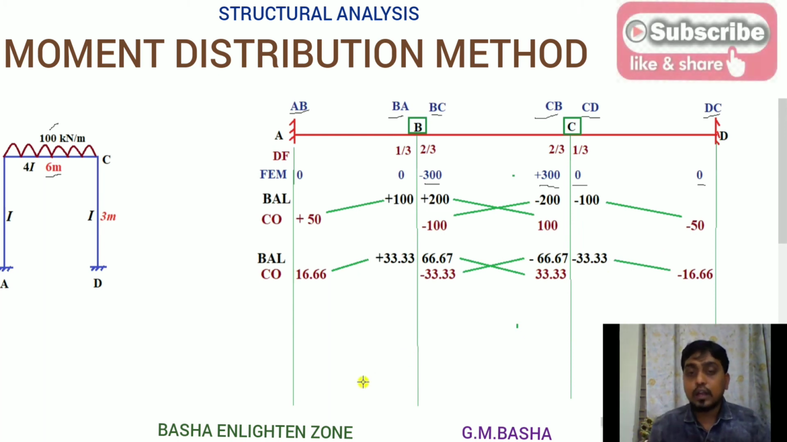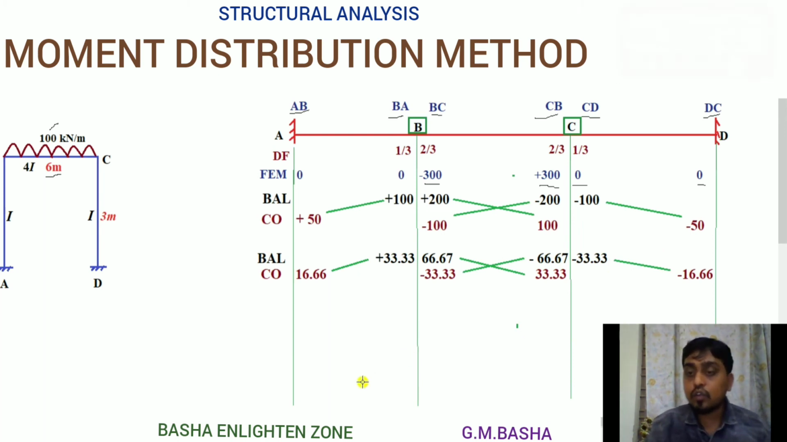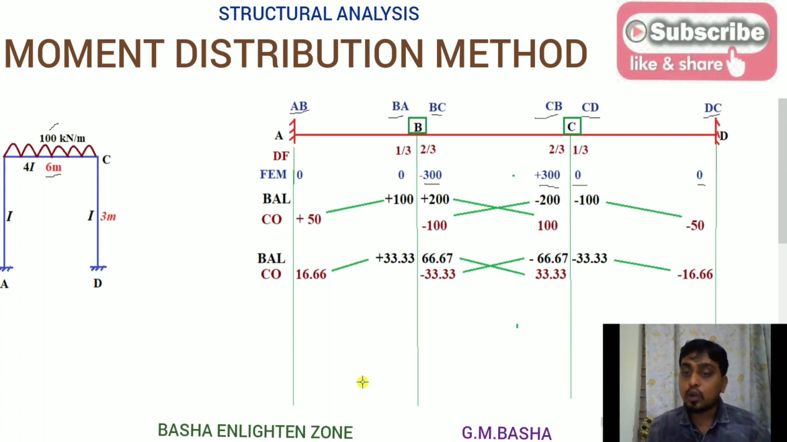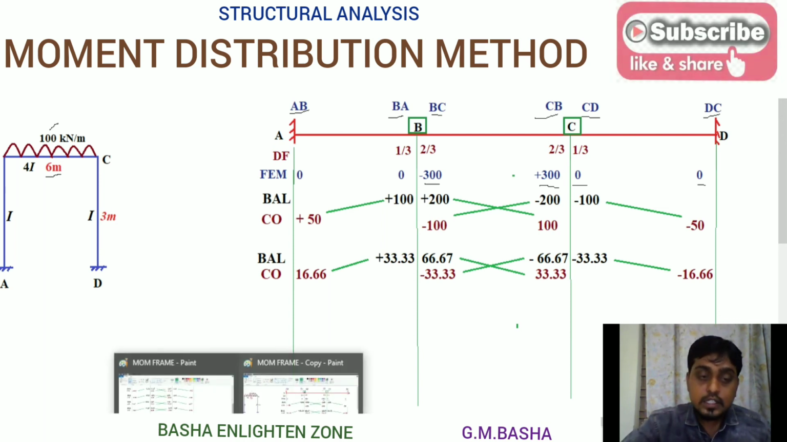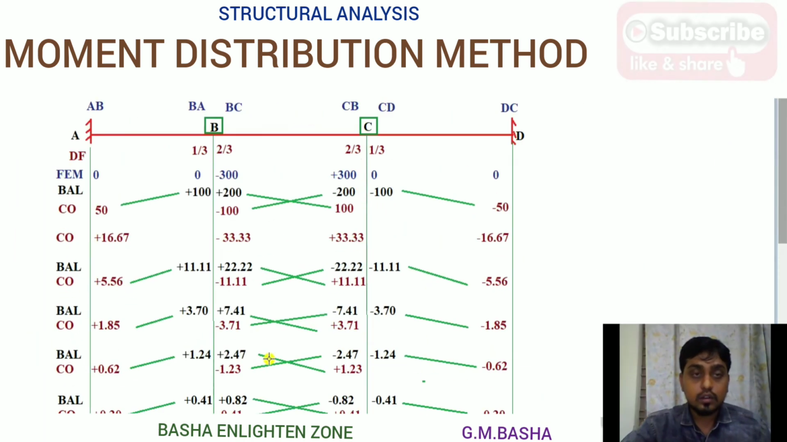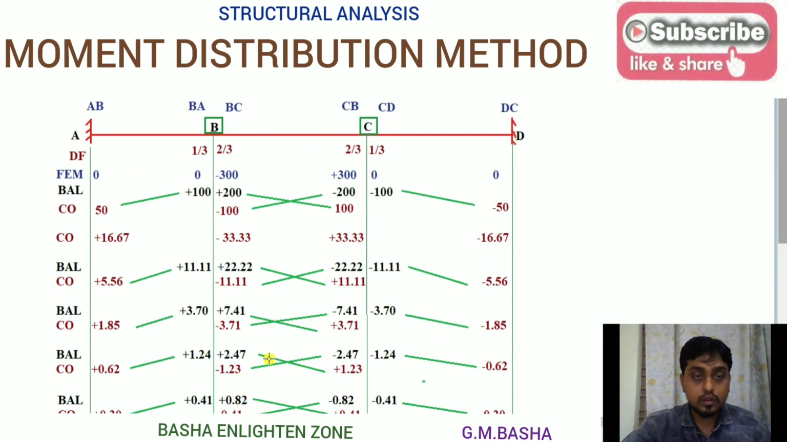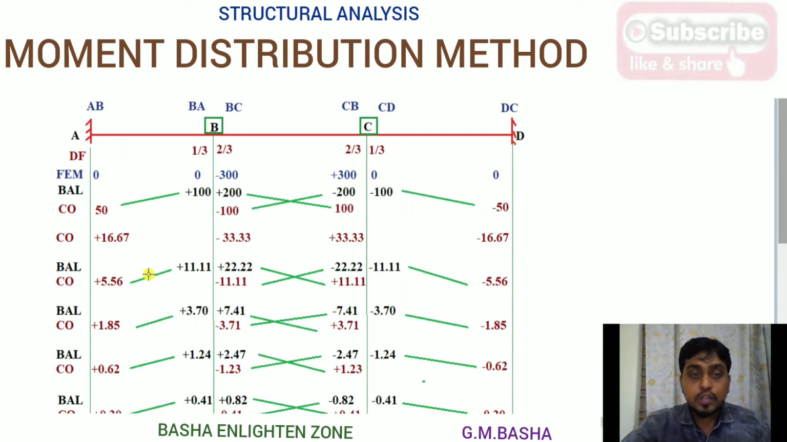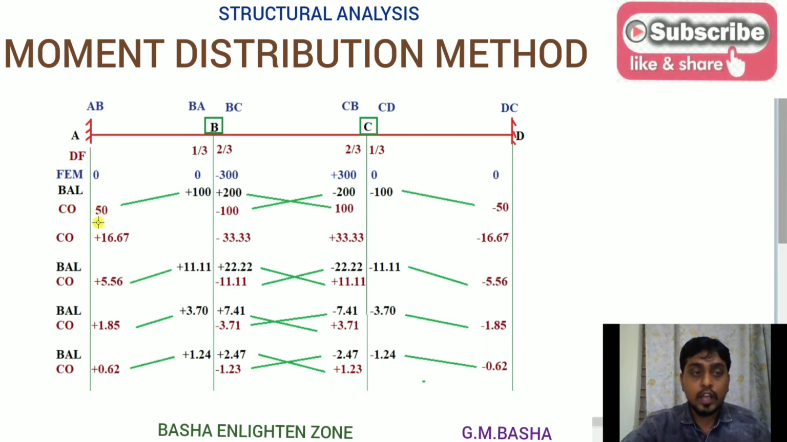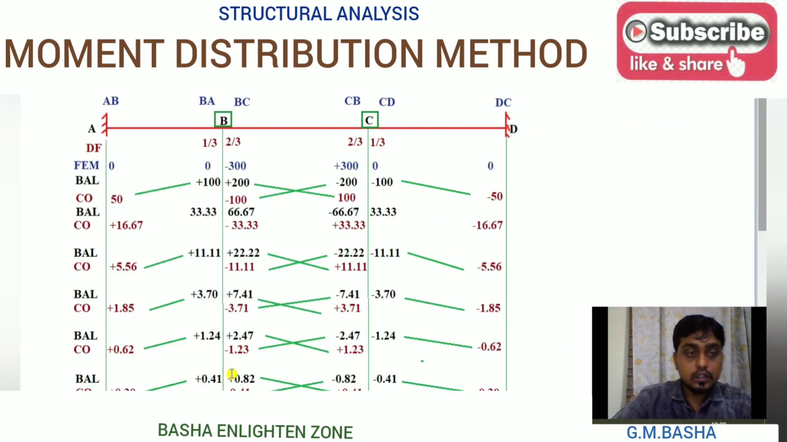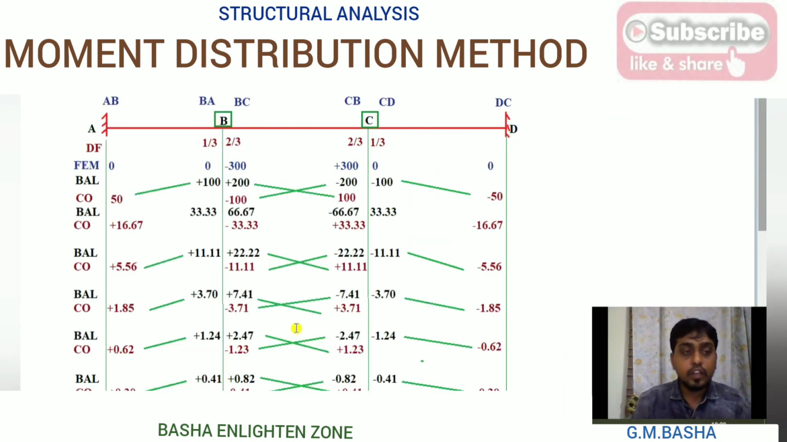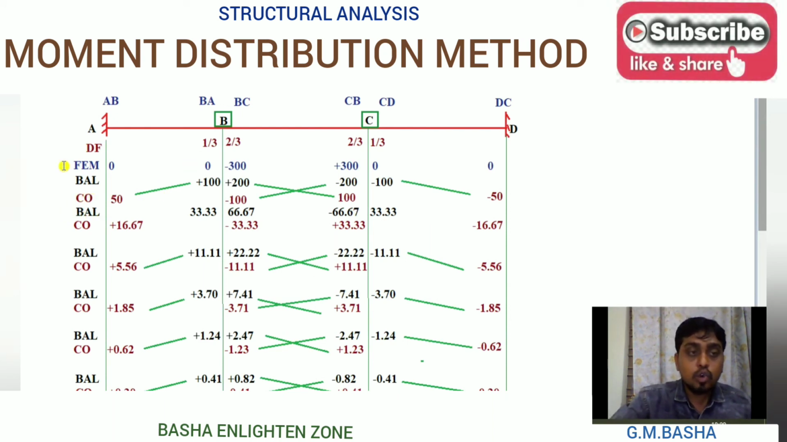Again we can go for balancing and carry over. Like that we have to repeat so many trials. So up to how many trials we can go? See here. If you observe this one very clearly, already I showed here 2 steps. If you observe this one, there will be so many trials.